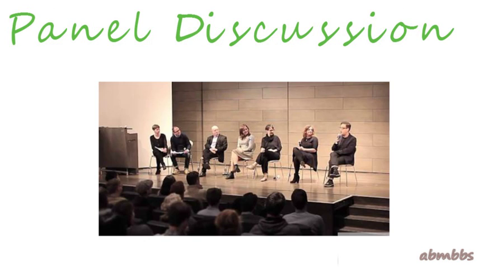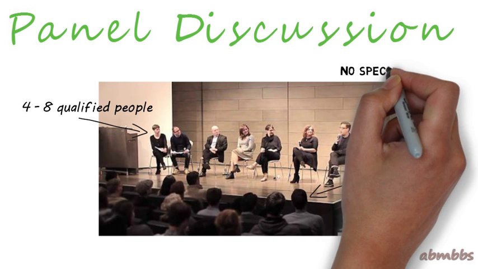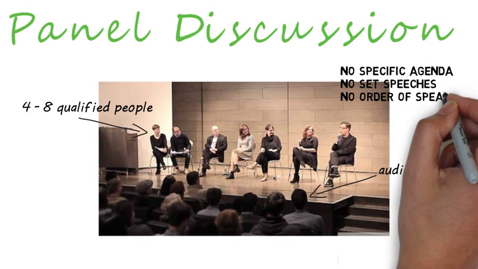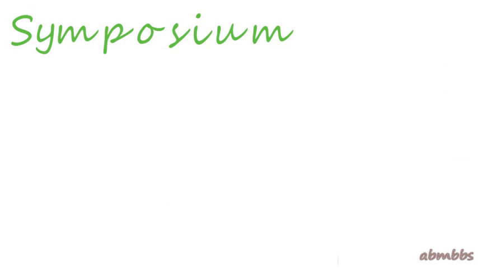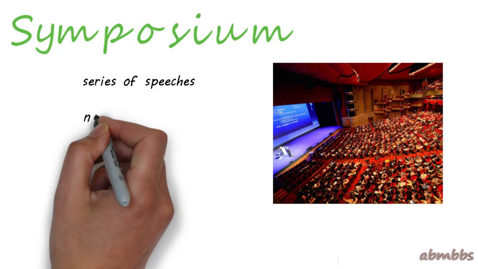Next, we come to panel discussion. I am sure you have seen this in the news many times before. It consists of a group of 4 to 8 qualified people who sit in front of an audience and speak on a given topic. There is no specific agenda, no set speeches, and no order of speaking here. Symposium. It is a series of speeches on a given topic by a group of experts. There is no discussion here.